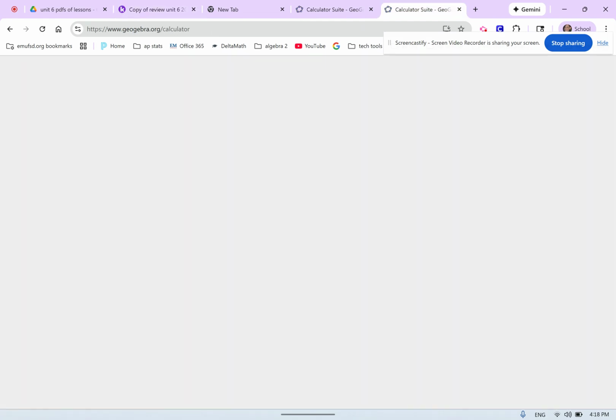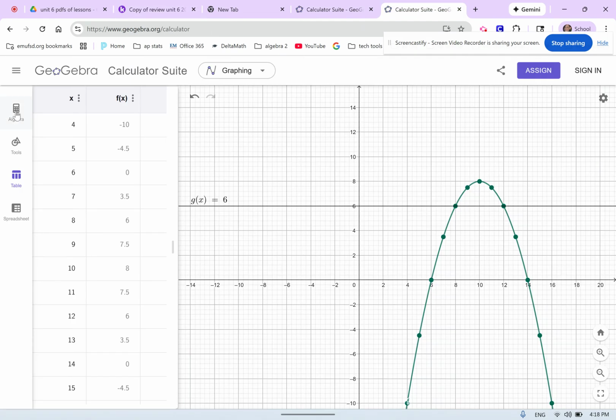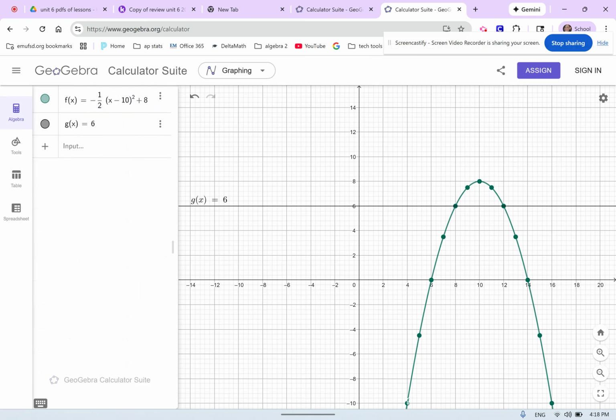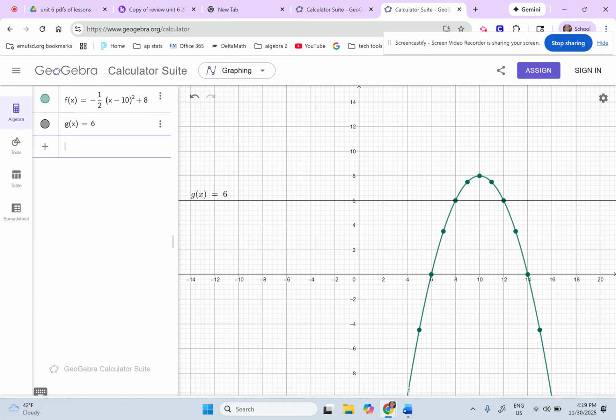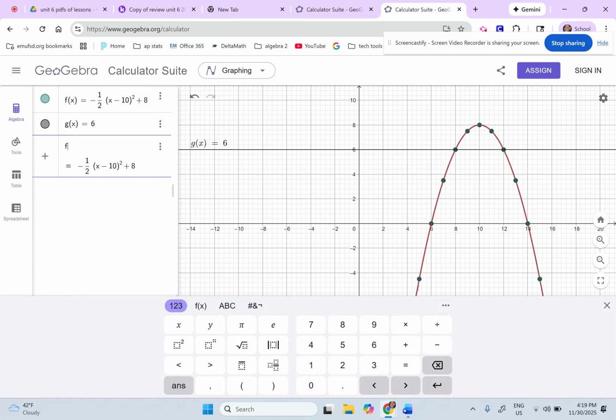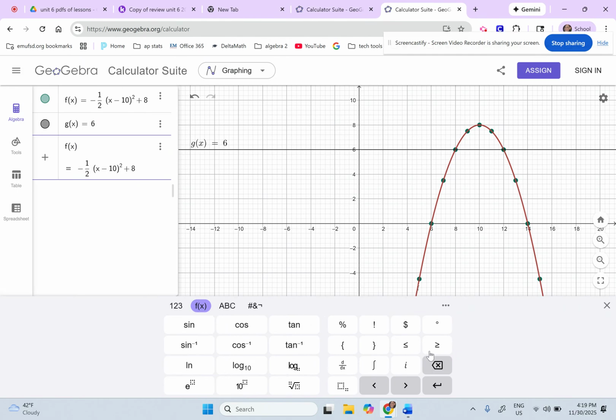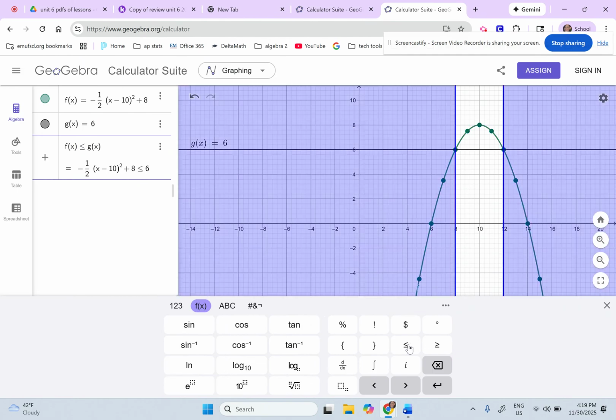So graphically, you can do it graphically. So let me go back to the algebra. But this one I find, what you do is if you say f of x, let's see if this will work, is less than or equal to g of x. Let's see if that will work.